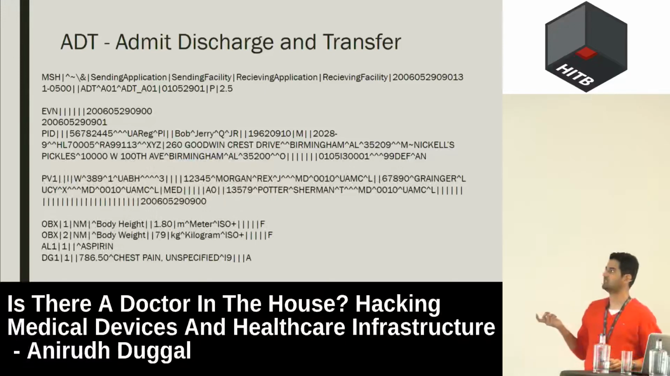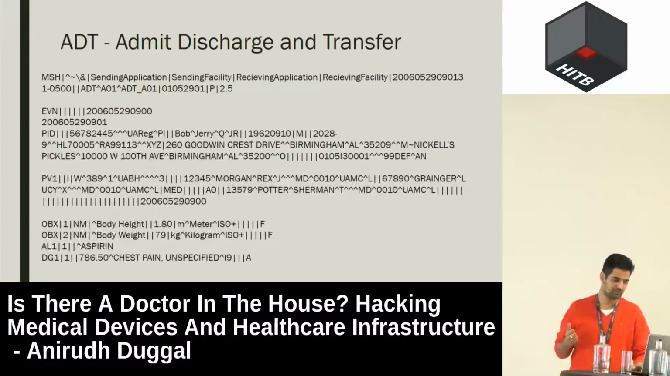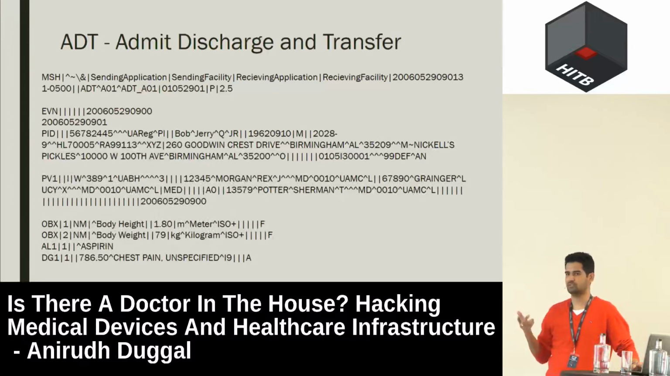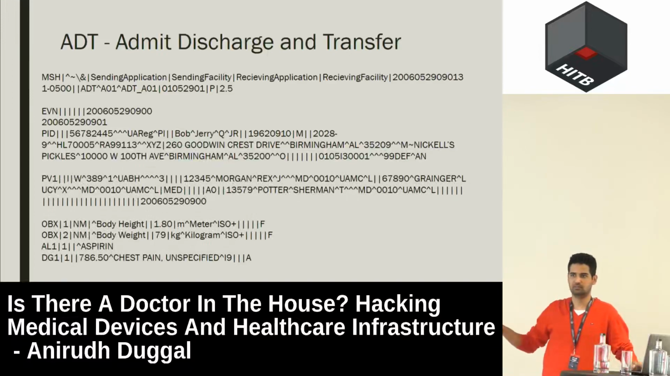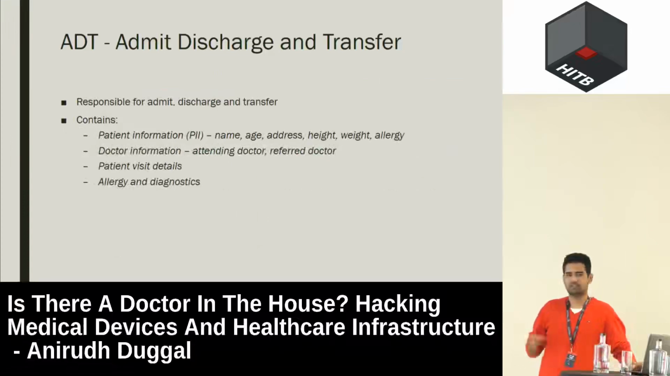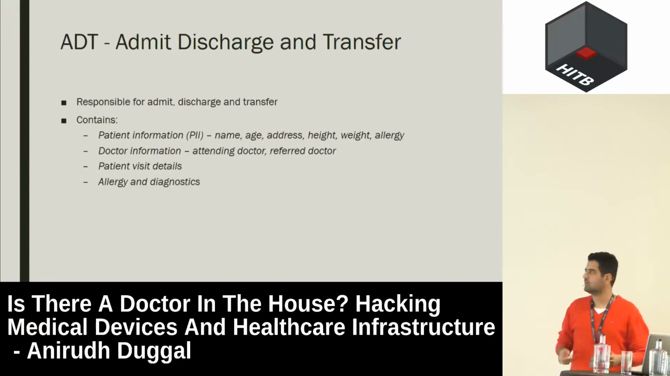So this is the first message that I'm worried about. This is called the ADT message, which is admit, discharge, and transfer. Do not worry about the text right now. In 2 minutes, we'll be able to make sense out of it. I'll just skim through the significance of the message and what you do when you see this message, right? So this is responsible for admit, discharge, and transfer, like we know.